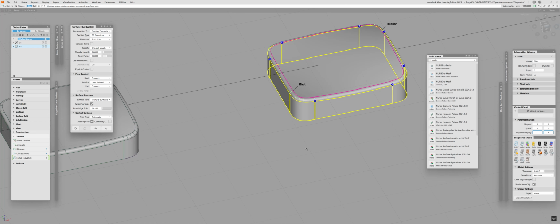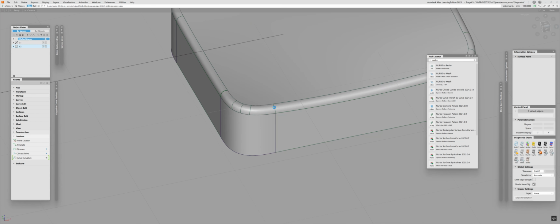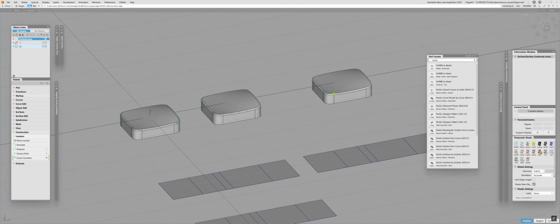However, check your edges for continuity, as it is not guaranteed. It is not a single surface, which means you may have issues and you need to address them. You need to realign that manually.